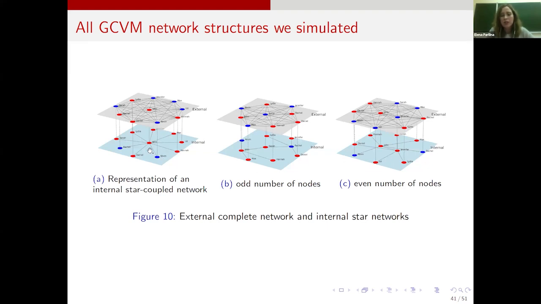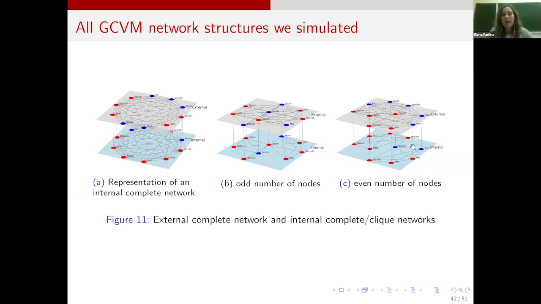So this is the star network. We also model two star networks connecting through one node, which has an odd number of nodes. And there are two star networks where two centers are connected with a link.